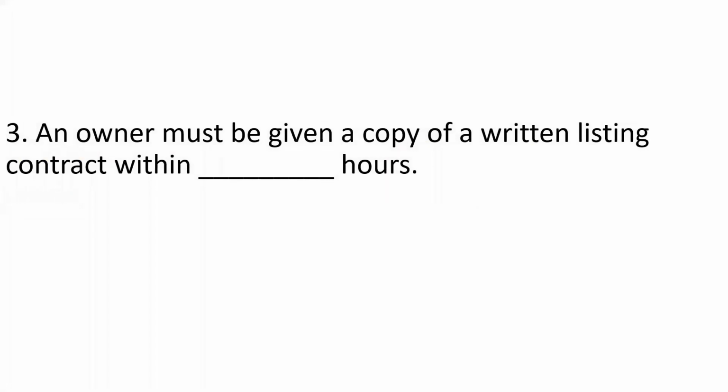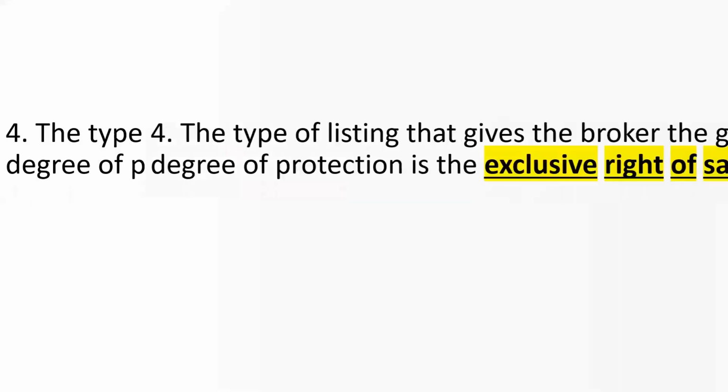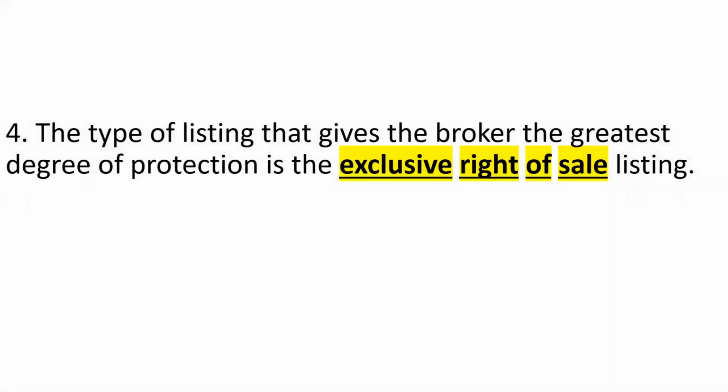Number three, an owner must be given a copy of the written listing contract within blank hours. Here, as a real estate agent, they're basically asking how soon after you sign the contract you have to give it to the owner. Well, you must provide them with a copy within 24 hours. Number four, the type of listing that gives the broker the greatest degree of protection is the blank listing. Here we understand that is the exclusive right of sale listing.